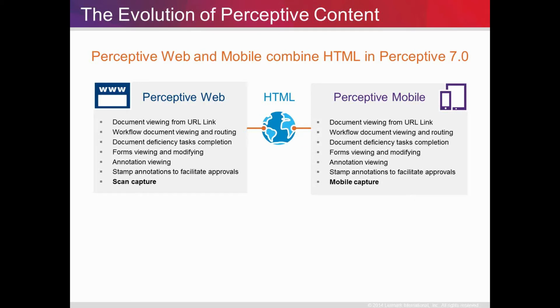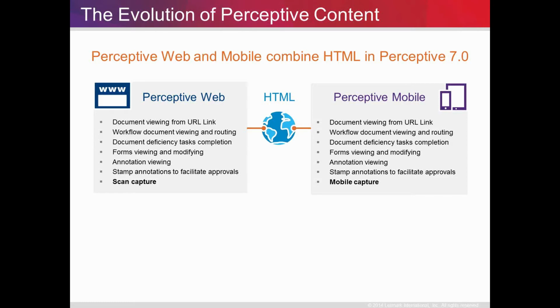Initially, the functionality that will exist through the HTML client and the mobile client will be being able to dynamically view documents via the URL link from your web client, being able to dynamically work with the document within workflow and viewing and routing those documents, locating documents and deficiency task completions, being able to view forms and modifying forms within both clients, as well as applying annotations to those documents.